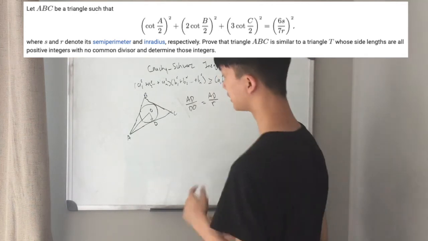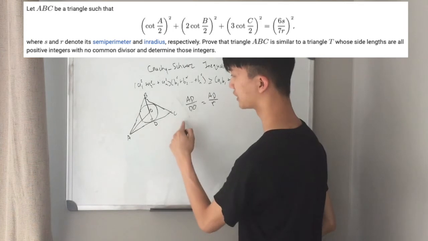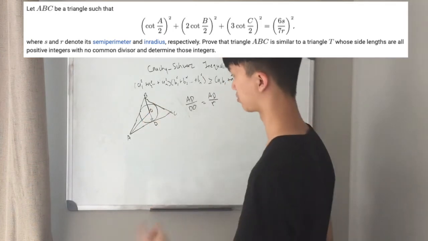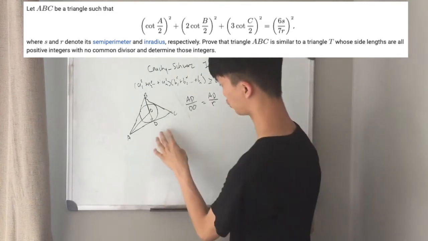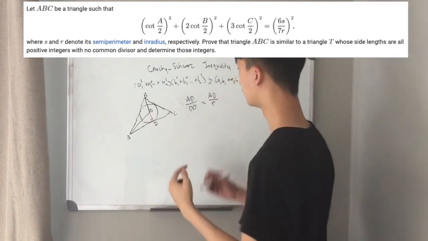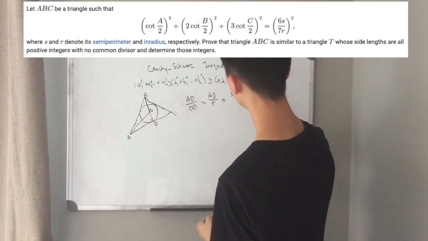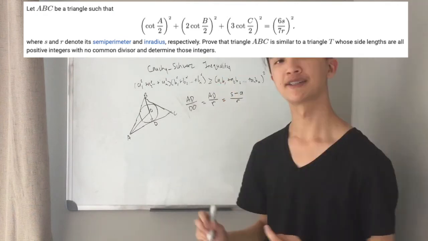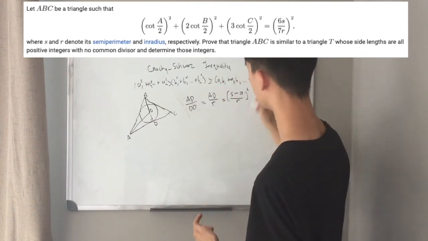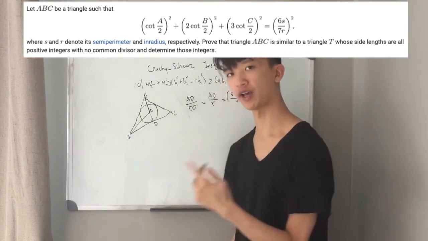Now to find AD, let's connect OB. Now we know that DC plus CB is equal to the semi-perimeter, or half of the perimeter. We also know that AD is equal to DC, and we can call the line BC a. So AD is equal to S minus a, and then we divide it by R. And since we are squaring the cotangent of A over 2, we can square all this. Remember that since it is A over 2, we take half the angle, or the angle bisector.